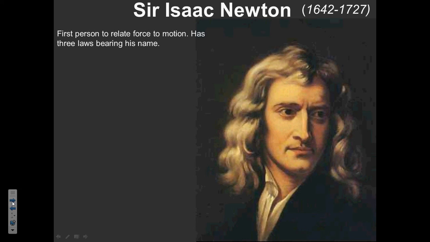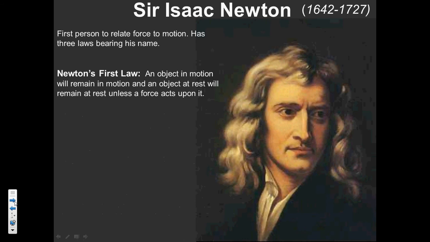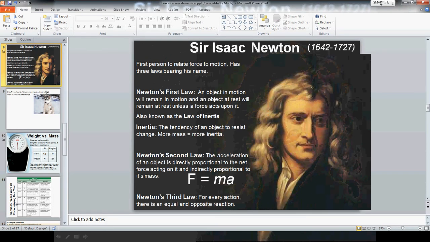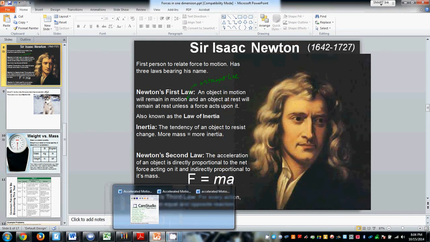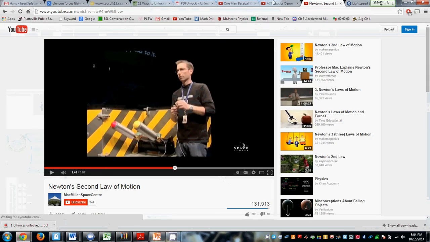So Isaac Newton's first law says an object in motion will remain in motion, and it even goes a little bit further than that, in a straight line. And an object at rest will remain at rest unless a force acts upon it. Let me show you a really cool example that I looked up on YouTube. There was a Japanese astronaut who played baseball with himself, and it's really, really neat.